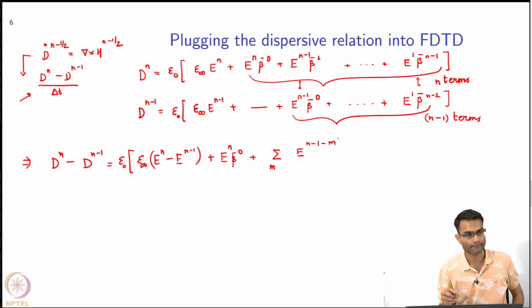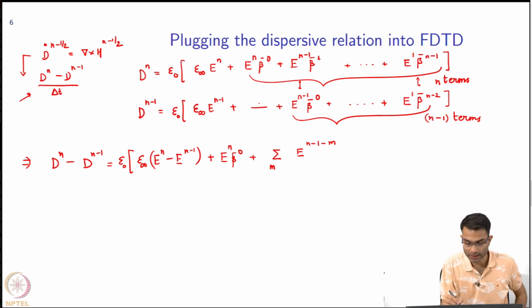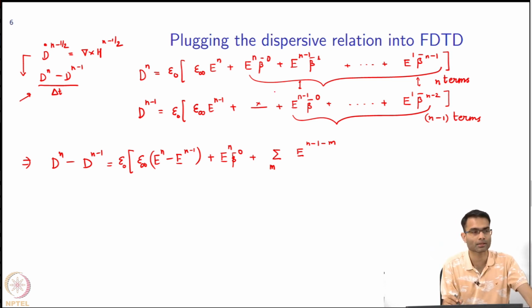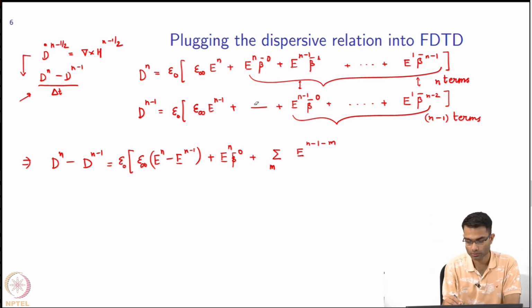In d n minus 1, the first two terms are for the n minus 1 term itself. The first term is epsilon infinity E n minus 1 plus that 0. They come in the first term itself. There is nothing over here, that is 0. I left a blank here because I wanted to align it with the first equation. That's all. So there's a blank over here.